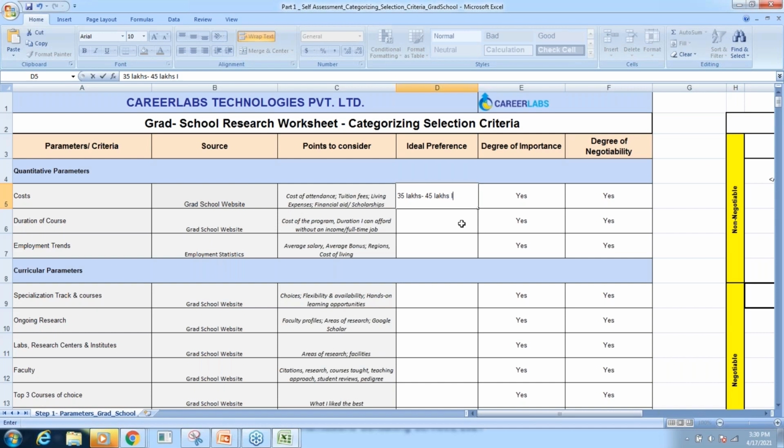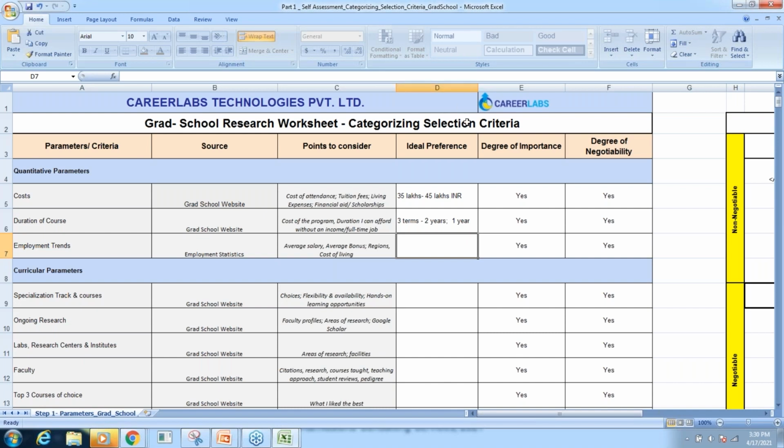Okay, all right. So you're going to have an ideal preference. Then you're going to say that I want to do it within 3 terms. Okay, or you might say that I want to do it within 2 years. Okay, or you might say I want only a 1-year program. Okay, depending on whatever it is. All right. And see, look at this: average salary, region, and so on. So like this, you start listing down your ideal preference.